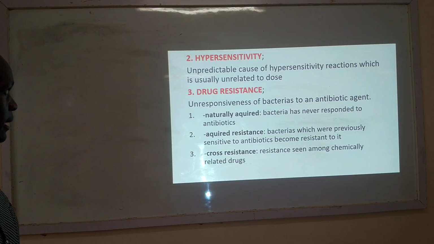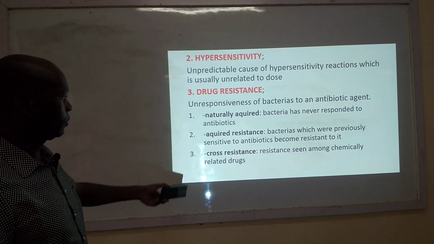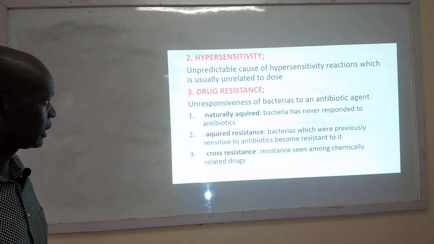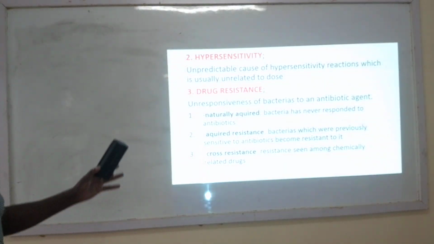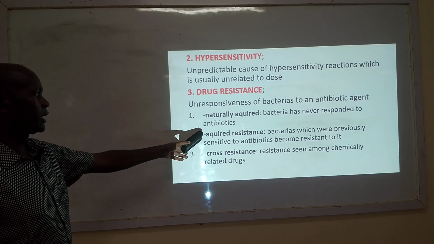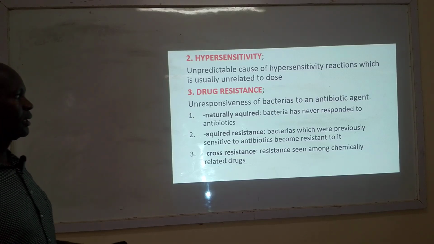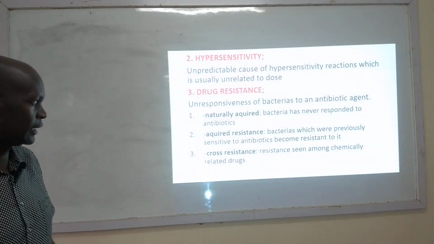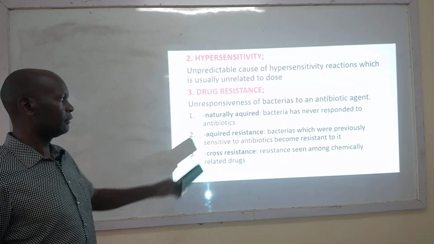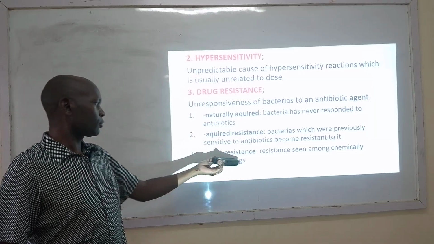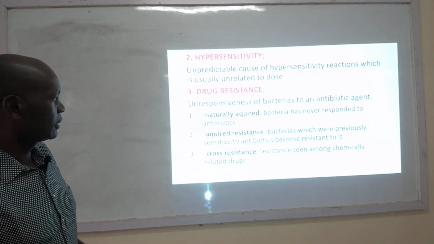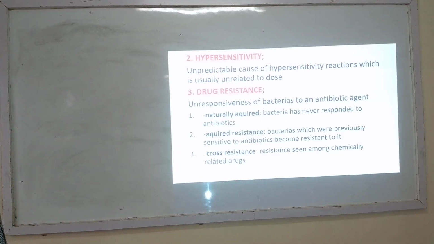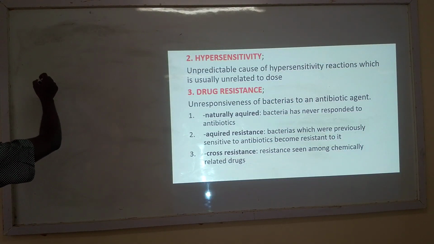Another issue is drug resistance. This one can be natural, acquired, and even cross. When it is natural, it means this bacteria has never responded to this antibiotic. But when it is acquired resistance, it means this bacteria initially was responsive, was sensitive to that antibiotic, but along the way it has developed resistance. When it comes to cross resistance, it means the bacteria can be resistant to some chemically related antibiotics.